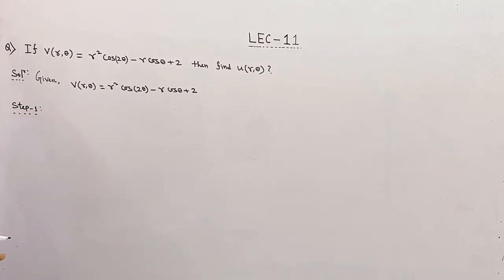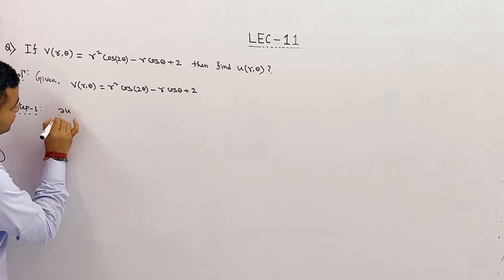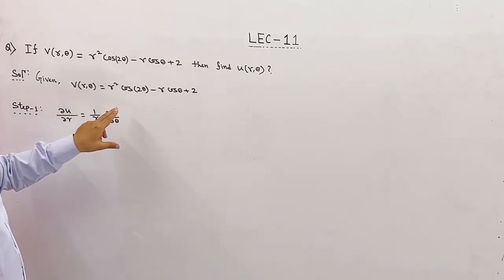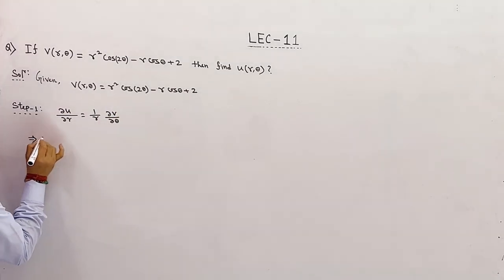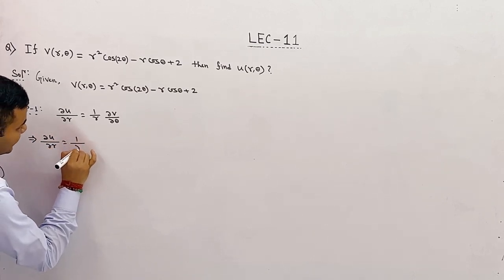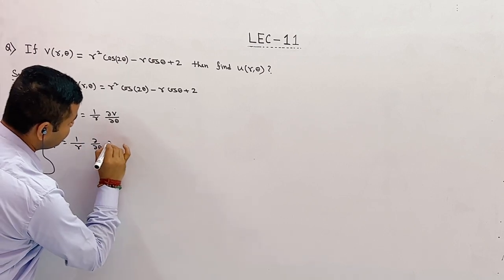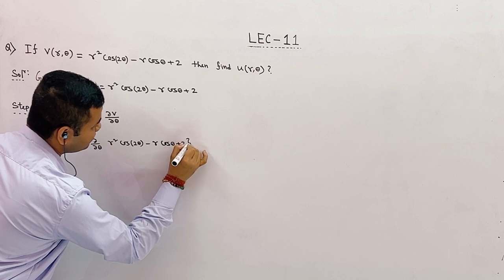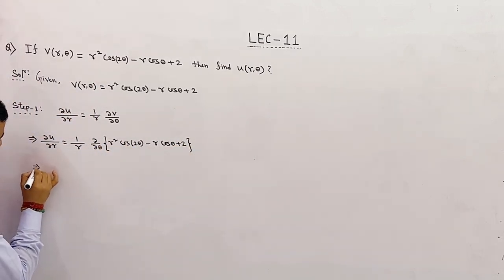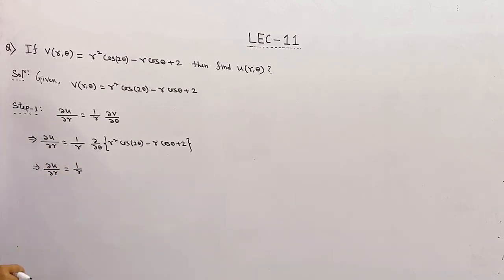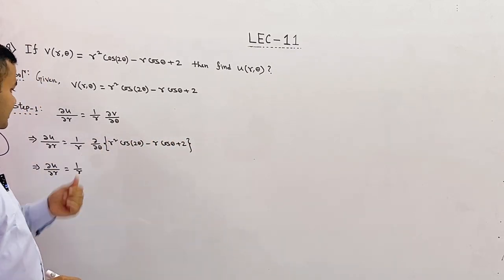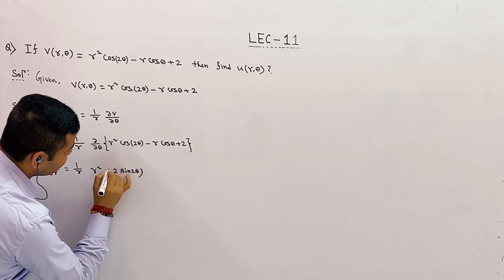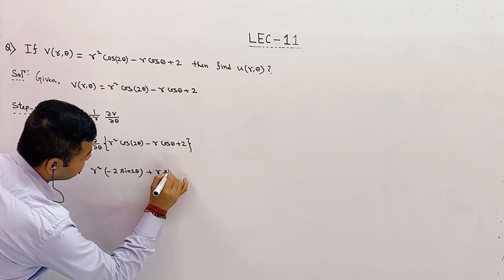In step number 1, we have to write down the first CR equation in polar form, which is del u by del r is equal to 1 by r del v by del theta. Now let us substitute the expression of v in this equation. We will get del u by del r is equal to 1 by r del by del theta of r square cos twice theta minus r cos theta plus 2. Now let us differentiate this term partially with respect to theta. So we will get r square into minus twice sine twice theta plus r sine theta.